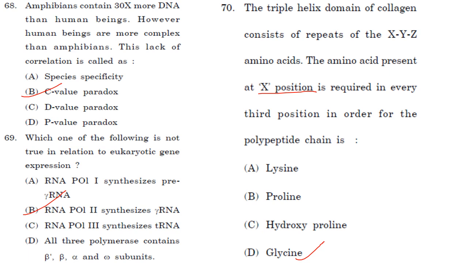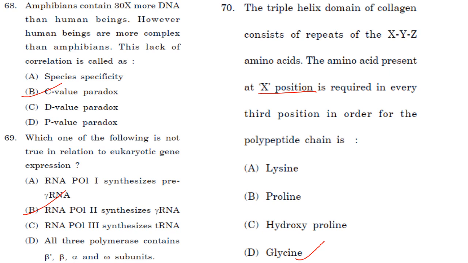Next one. Amphibians contain 30 times more DNA than human beings. However, human beings are more complex than amphibians. This lack of correlation is called the C-value paradox. It is the unexpected lack of relationship between the presumed complexity of an organism and the amount of DNA in the organism's genome. That is called the C-value paradox.